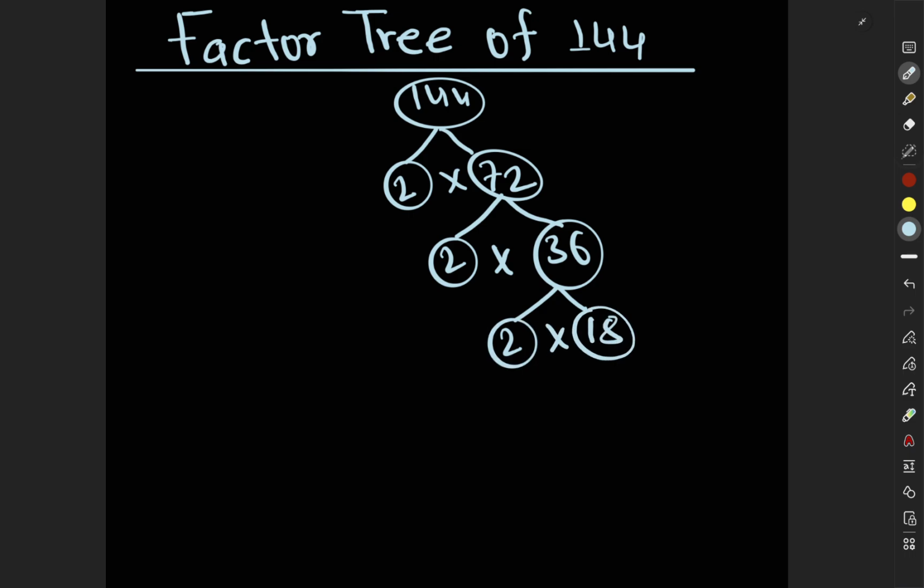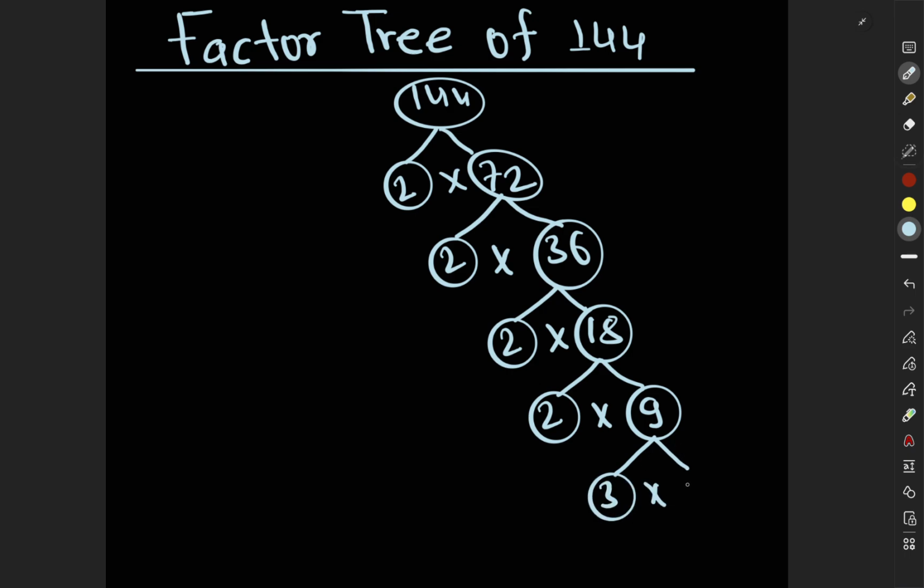times 18. 2 times 18 means 36, and 18 can be written as 2 times 9. 2 times 9 means 18, and 9 can be written as 3 times 3. 3 times 3 means 9.